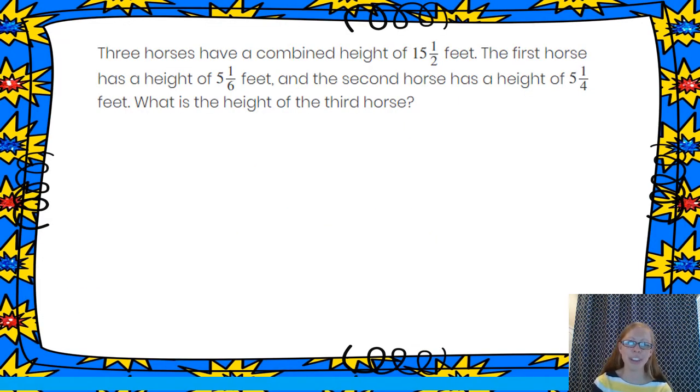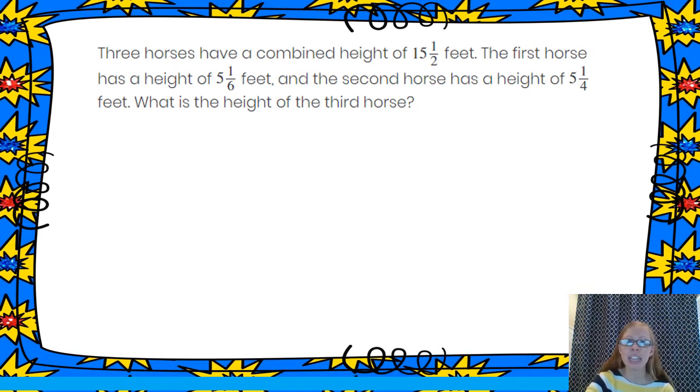Let's check out another one here. 3 horses have a combined height of 15 1/2 feet. The first horse has a height of 5 1/6 feet. The second horse has a height of 5 1/4 feet. What is the height of the third horse?